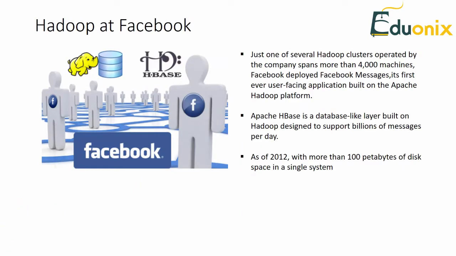Let's look at Hadoop's implementation at Facebook. Facebook is one of Hadoop's and big data's biggest champions, and it claims to operate the largest single Hadoop distributed file system cluster anywhere, with more than 1,000 petabytes of disk space in a single system as of July 2012. Facebook runs the world's largest Hadoop cluster.